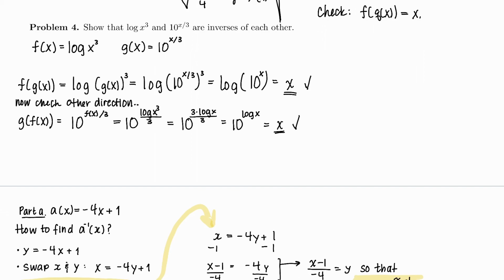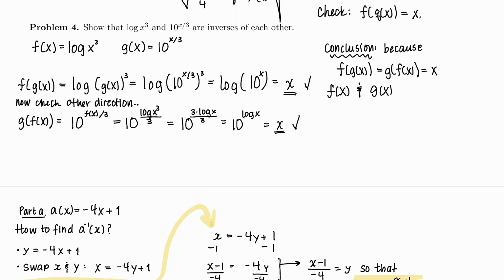So, conclusion. My conclusion is the following. Because we have that f of g of x is equal to g of f of x is equal to x, f of x and g of x are inverses. Which is exactly what we wanted to show.